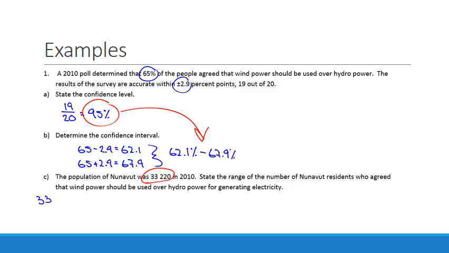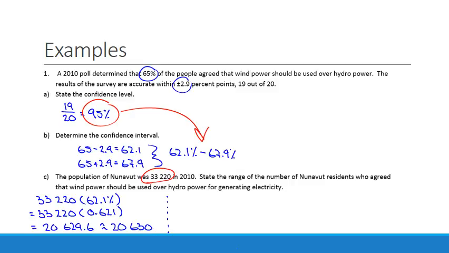So I take my population, and I'm going to multiply by my percentage. Now remember, when you're multiplying by percent, you got to multiply by the decimal version of it. So I'm not going to multiply by 62.1. I'm going to multiply by 0.621. I divide that number by 100. And then that works out to be 20,629.6, which we'll just roughly round, so 20,630. All right. So that is the low range of people in Nunavut. So we know that 20,630 are agreeing with this wind power.